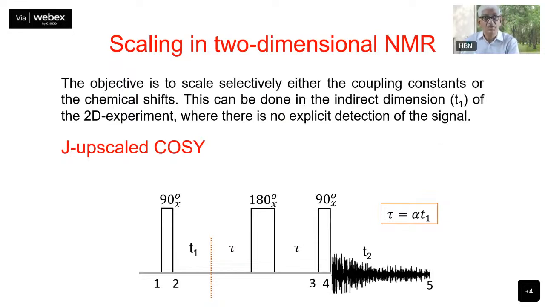Okay, so welcome. We have been discussing various aspects of two-dimensional NMR. We have spent a couple of lectures discussing the COSY and its variants, and various kinds of issues in the COSY. Especially, just to remind you, in the COSY spectrum we had the cross peaks and the diagonal peaks.